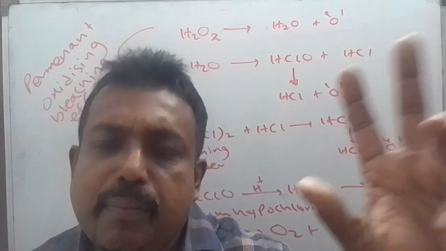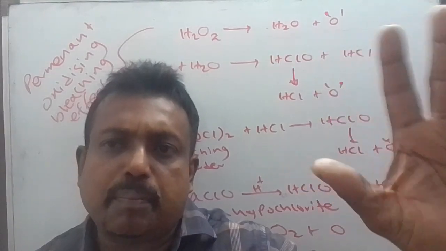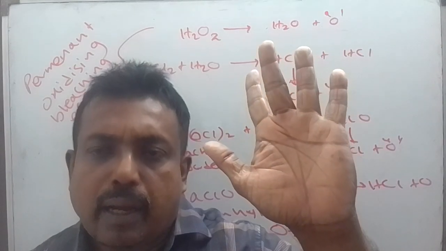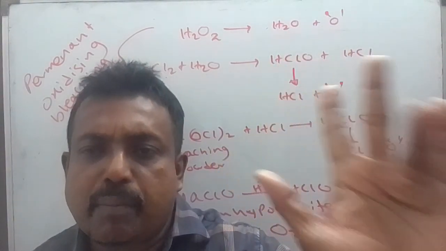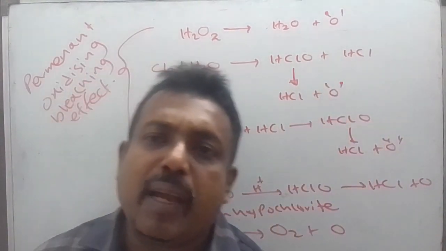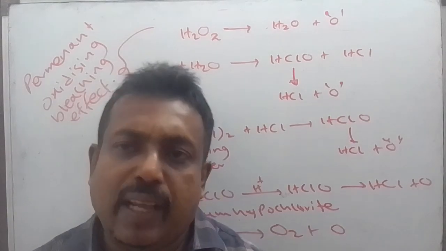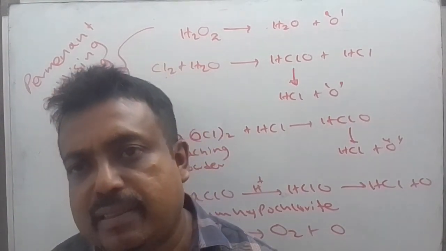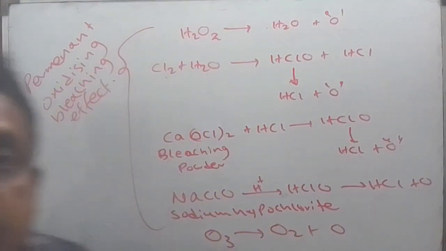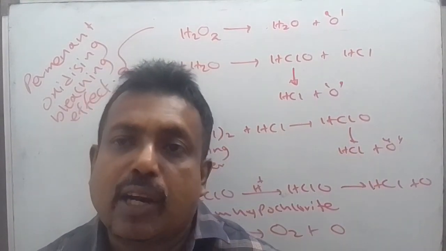Right. Now tell me, what are the 5 main permanent oxidizing bleaching compounds? Ozone, H2O2, aqueous chlorine, calcium hypochlorite, sodium hypochlorite. Calcium hypochlorite is bleaching powder. That is a common thing in hardwares. You can buy it. And sodium hypochlorite is included in Clorox.